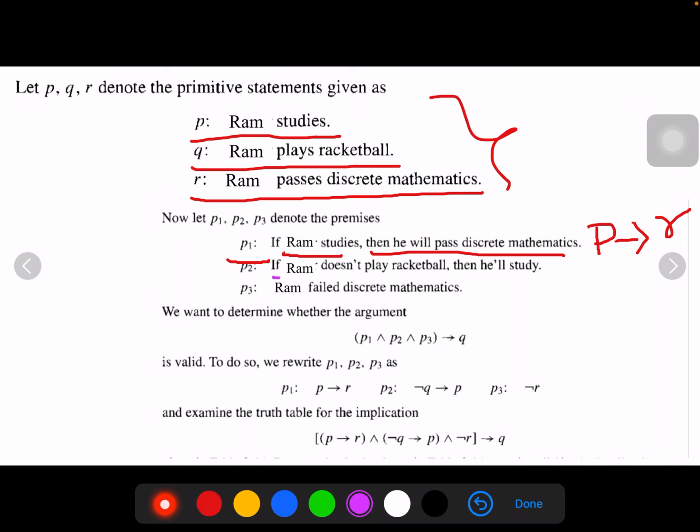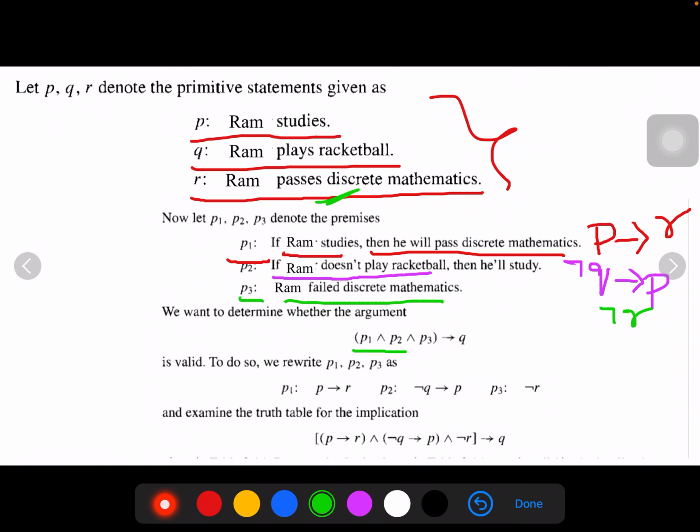The second premise looks like this. If Ram does not play racquetball, that is negation Q, because you have if then, I will use conditional again, he will study. That is P. The last one is Ram failed discrete mathematics. Ram passing discrete mathematics is R, then negation R becomes he fails discrete mathematics. These are the three propositions that we have considered.